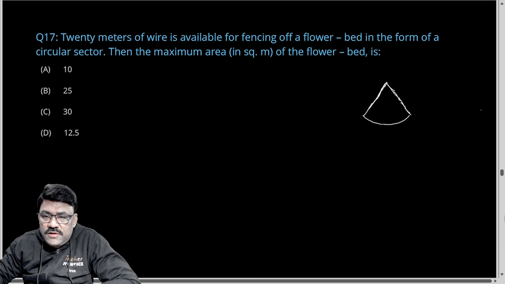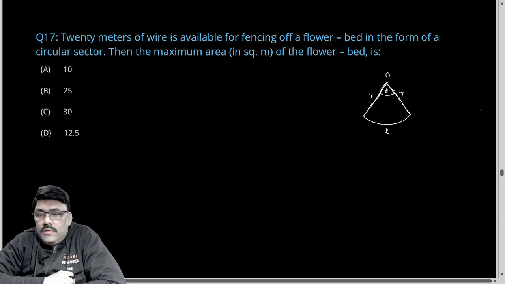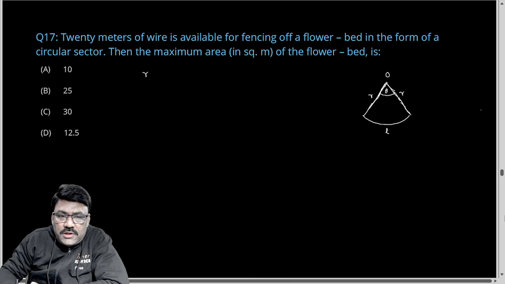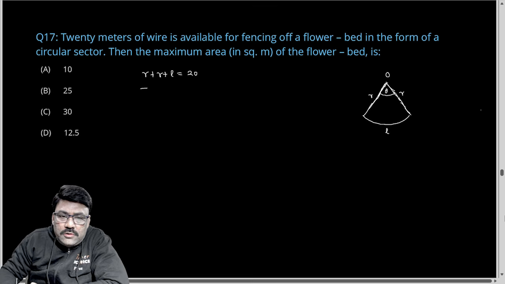Let's say the center of this sector is O, the radius of this sector is R, and the length of the arc is L. And let's say the central angle is theta. So 20 meters of wire is available for fencing, right? So that means the perimeter is 20, meaning R plus L is 20, or you can say 2R plus L is 20.